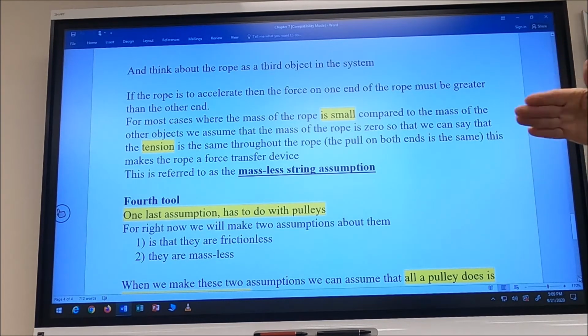If we make this assumption that the mass of a pulley is 0 and that it is frictionless, that means that as we pass a rope over a pulley, all the pulley does is change the direction of the force, and the tension on the two sides of the pulley is going to be the same.